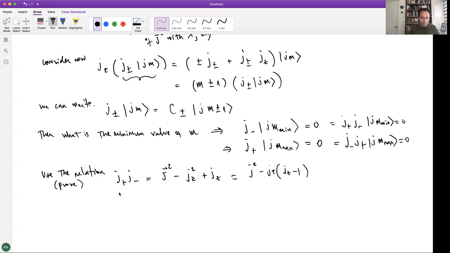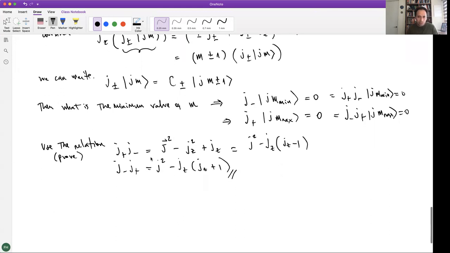And you can also write J minus J plus is equal to J squared minus JC times JC plus 1. Okay, so these are two key relations that you can derive just using the definitions and commutation relations.